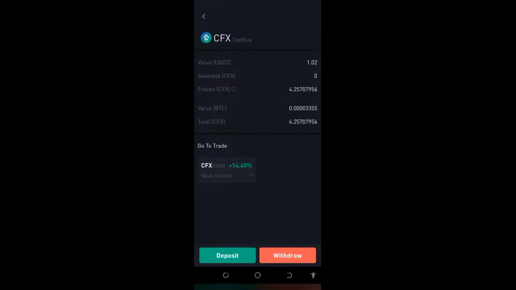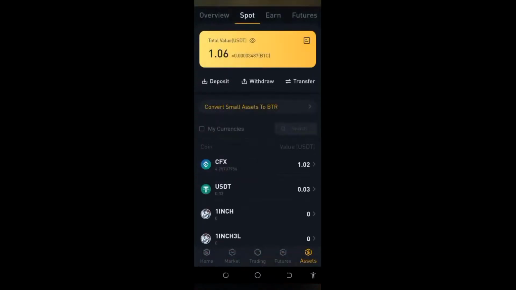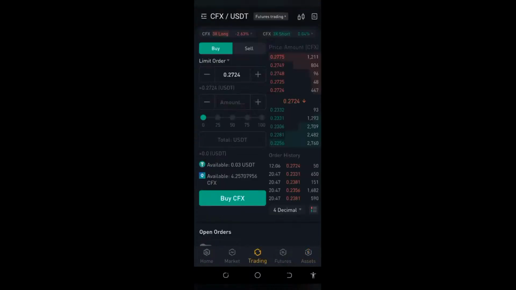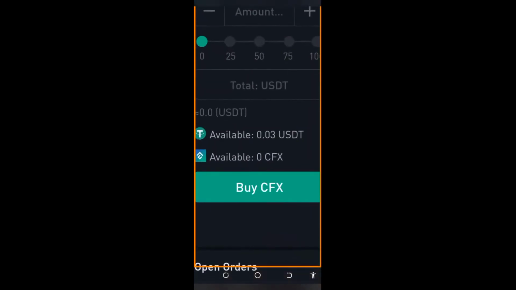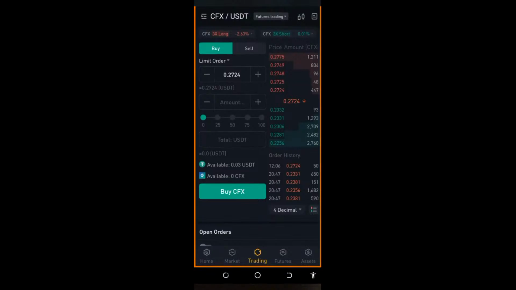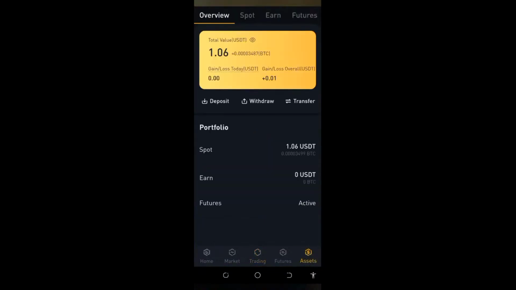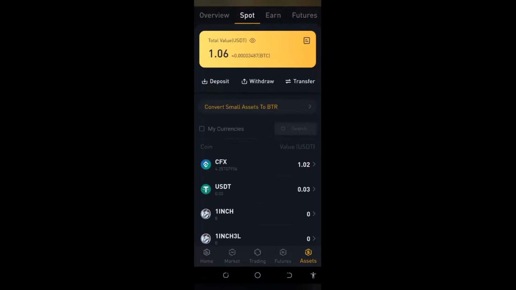Okay, so has it not gone? I don't know. Let me just refresh and get back. Okay. Oh, now it's gone. You can see it's now saying 0 CFX. So it's actually gone. So right now, why is it not... It's showing 0 there. Let's see.